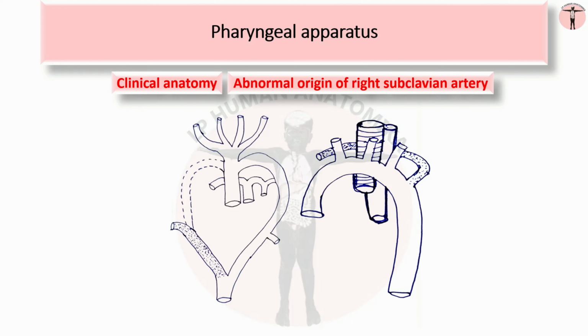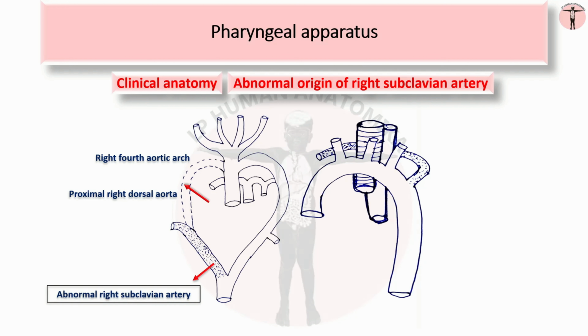In the abnormal development of abnormal origin of the right subclavian artery, the right 4th aortic arch and the proximal part of the right dorsal aorta are obliterated. The abnormal origin of the right subclavian artery is formed by the abnormal persistent distal portion of the right dorsal aorta and the right 7th intersegmental artery.